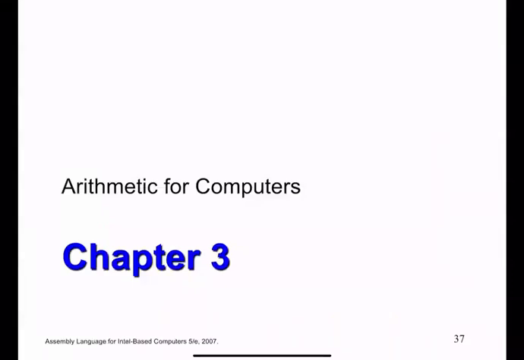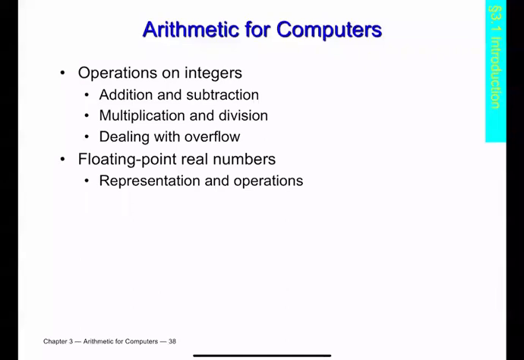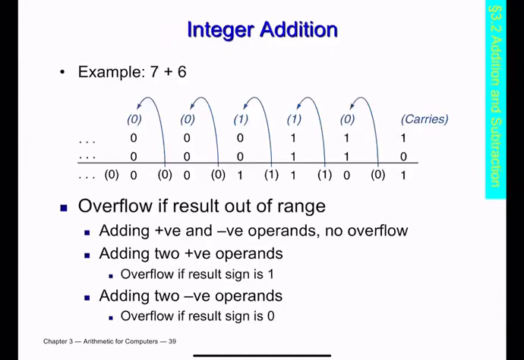So here we just finished chapter 2. We are moving to another important chapter called arithmetic for computers. Arithmetic for computers basically covers operations like addition, subtraction, multiplication, division, and we'll see how we will deal with overflow. Also, we'll explain floating point, real numbers, and stuff like that.